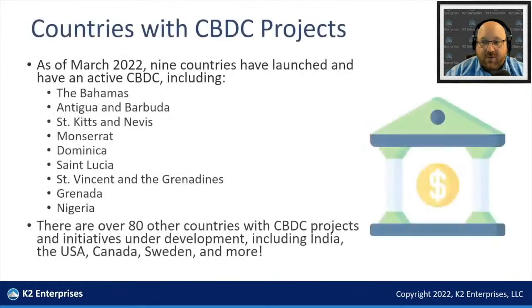And I'll point out there are a lot of countries that are considering using CBDCs. In fact, there's a handful that have already done this, including the Bahamas, Antigua and Barbuda, St. Kitts, St. Lucia, Grenada, Nigeria, and others. There are over 80 other countries with CBDC projects and initiatives underway in different stages of development. India, for example, said they're going to come out with one as early as 2023. Even the United States, Canada, Sweden, and more are considering projects involving CBDCs.